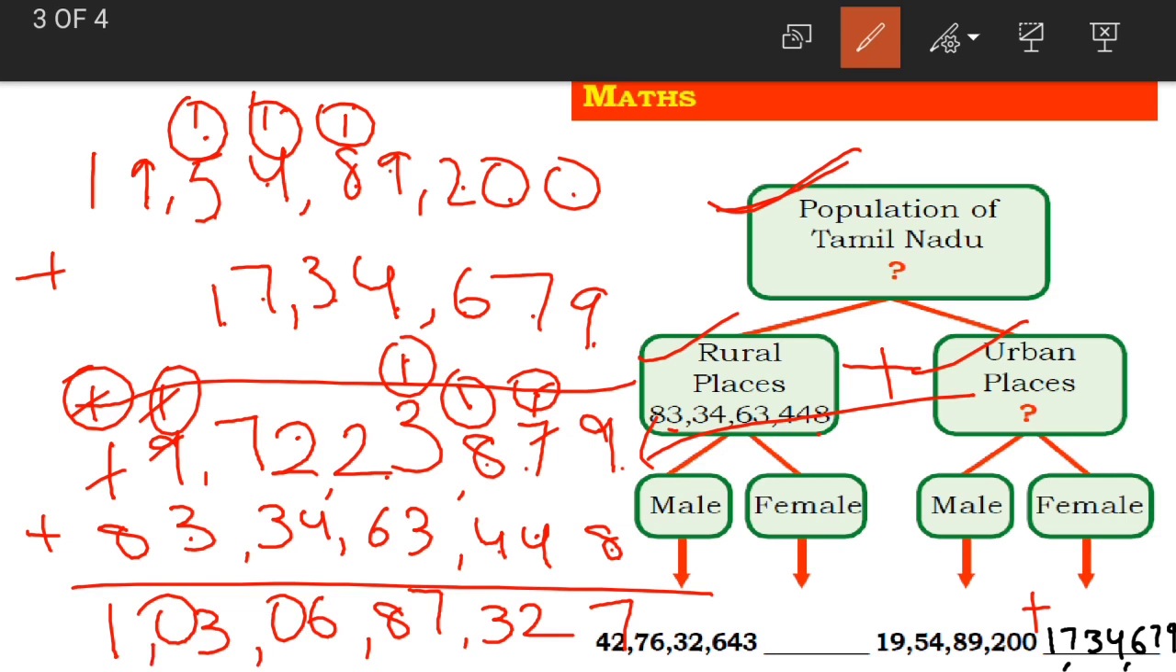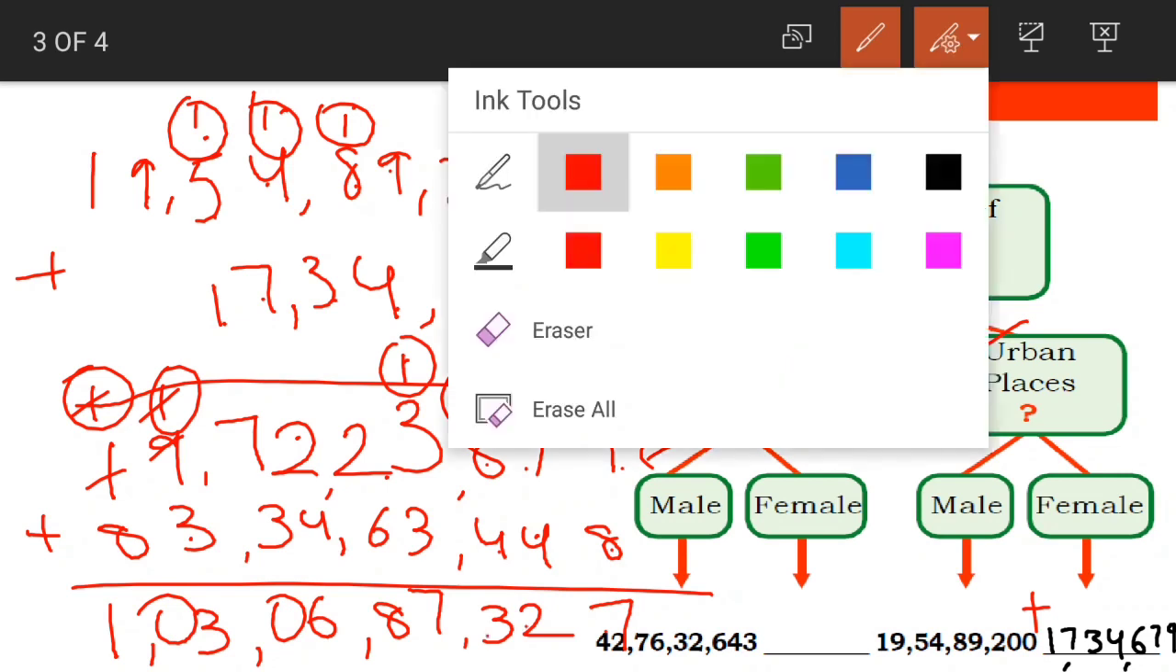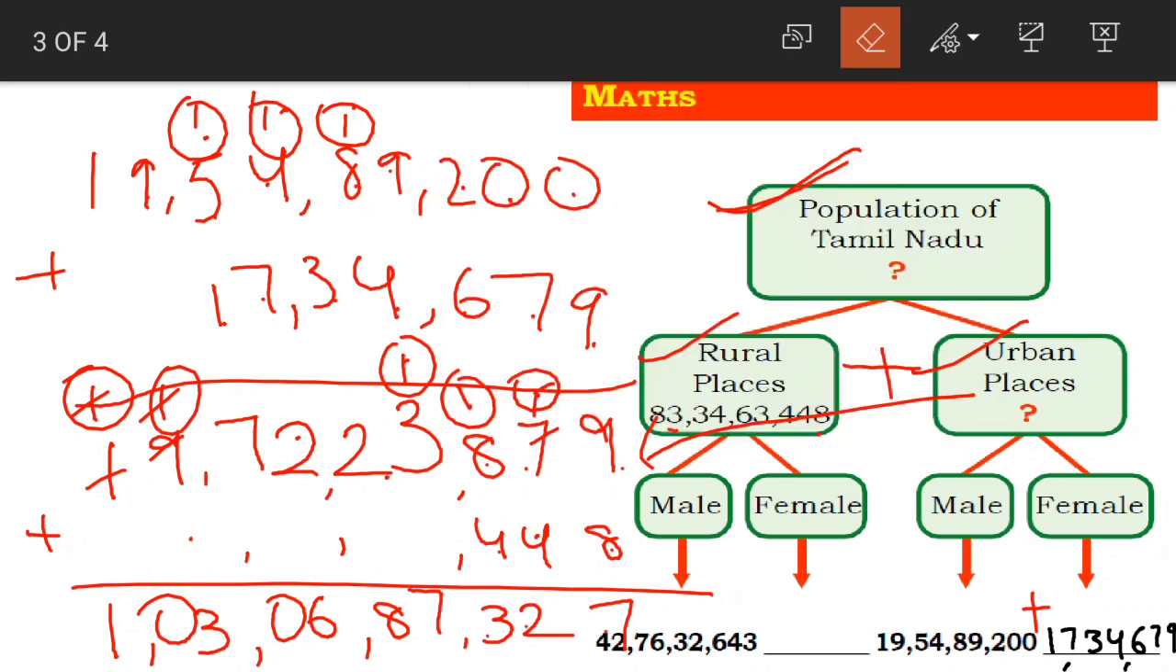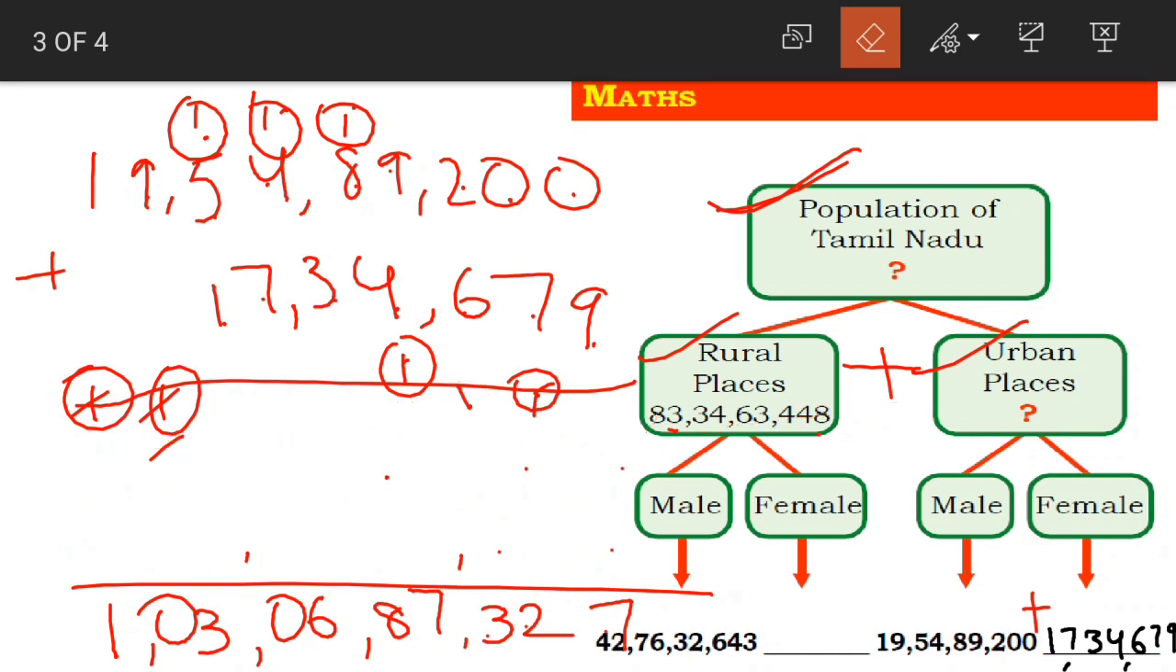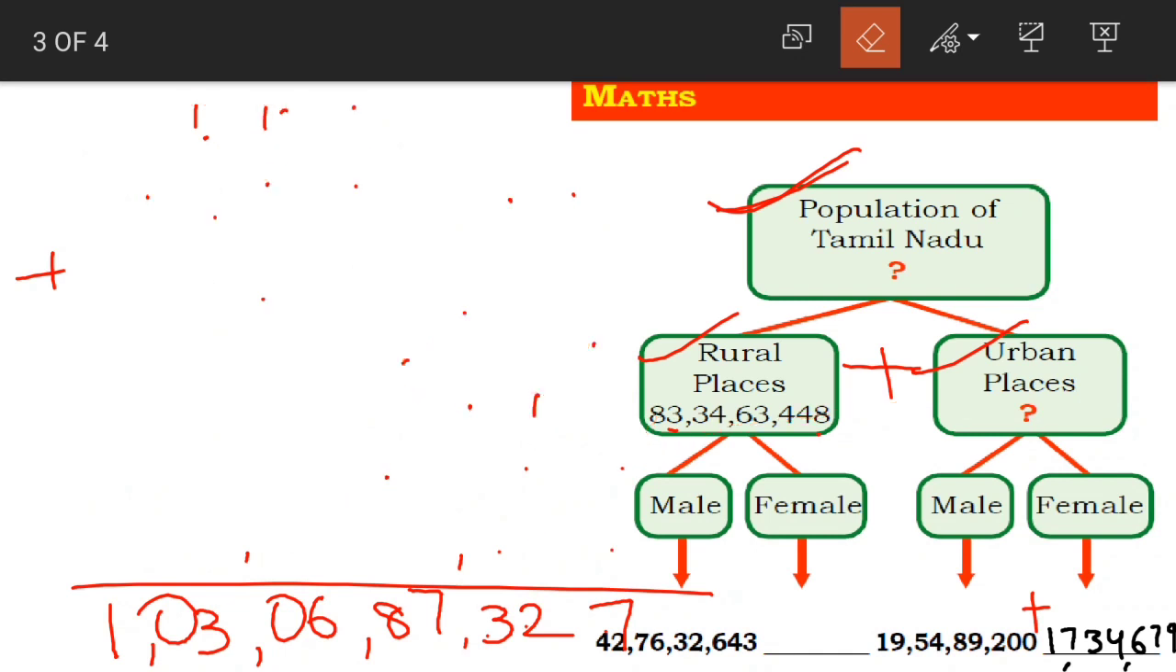Now what is our final answer? Now what answer did we get, children? Now count the number of digits here. 1 2 3 4 5 6 7 8 9 10. Yes, it is a big 10 digit number. First I'll erase whatever we have done above. Okay. Now let us write the place value of this.